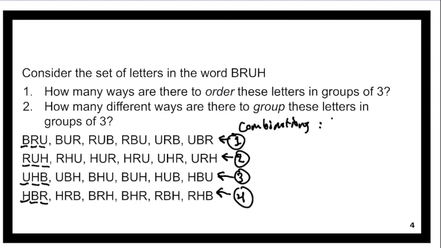So we have 4 different combinations. The number of permutations is going to be all of these 3-letter words, which we have 6 columns, 4 rows. We have 24 permutations of the word bruh. So as you can see, there's a big difference between the number of combinations for this word, in other words, the number of groups of letters, and the number of permutations, the ordering, for this word. So a real bruh moment right here.